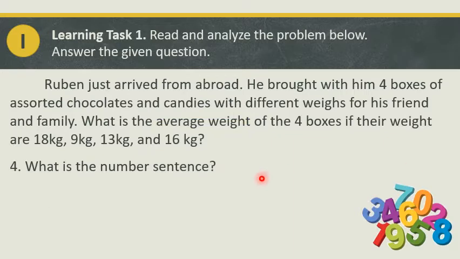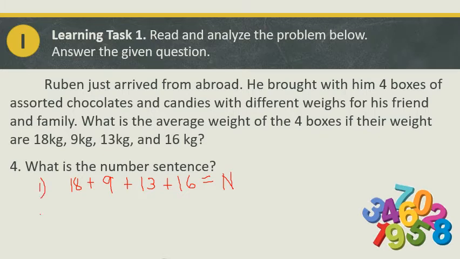Then, number sentence. So, sabi kanina, addition and division. So, dalawa ang number sentence natin. So, addition. Ano ang ipag-add natin? So, itong apat na weight natin. So, we have 18 plus 9 plus 13 plus 16 equals n. So, ito yung una nating number sentence.